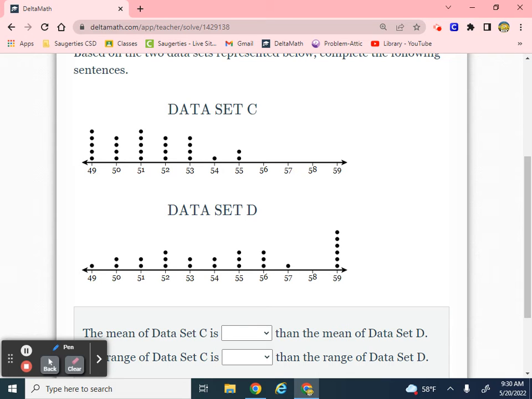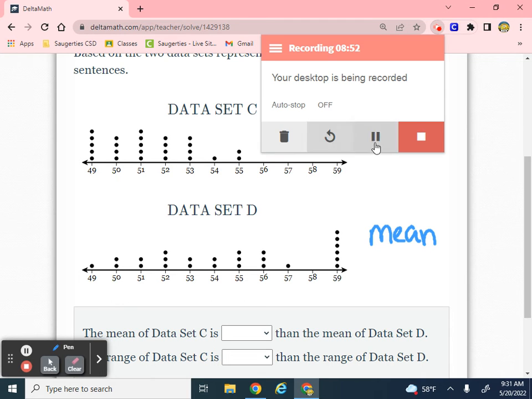This side of the room, I want you guys to find the mean of data set C. And then this side of the room, you're going to find the mean of this one. And then we'll compare and find the answer. And I will pause the video until we're ready.